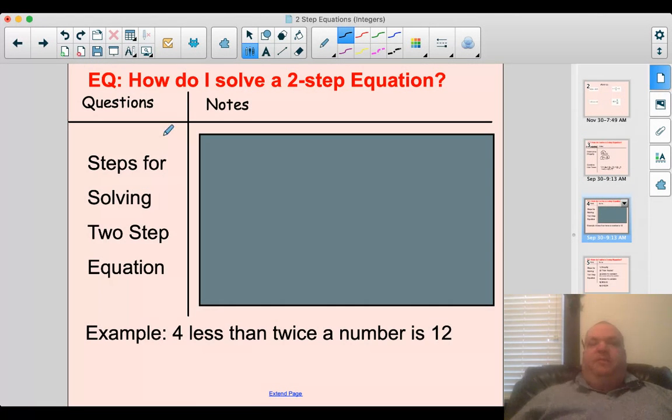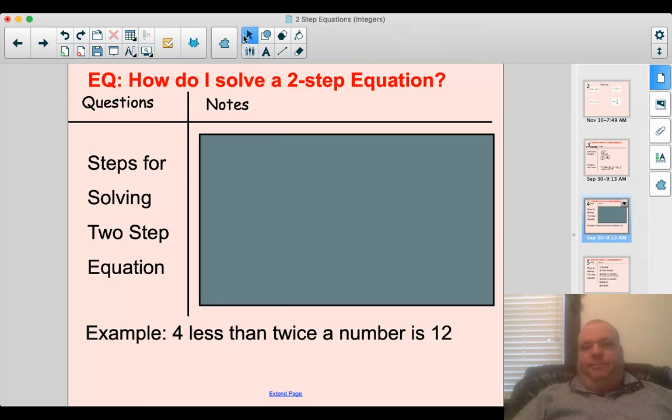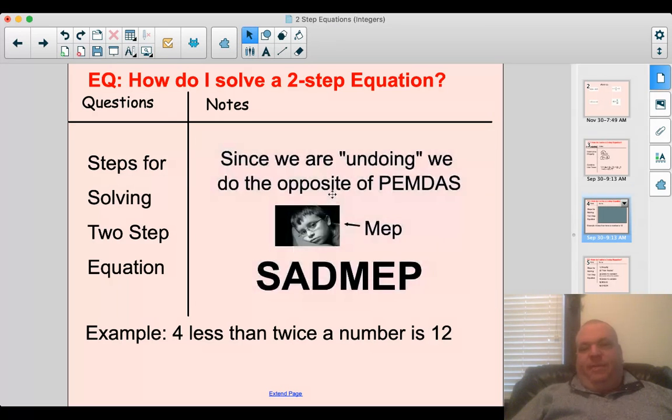All right, so we're going to talk about the steps for solving a two-step equation. And I'm going to give you an example, but first I'm going to ask you a question that might sound a little weird. How would you feel if your name was MEP? M-E-P, MEP. Would you be happy about that name, or would you be sad? Because I know one person named MEP, and he's not happy about it. MEP is sad. But fortunately, sad MEP can help us remember how to solve two-step equations.